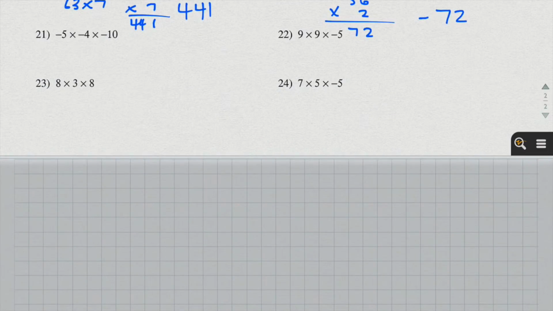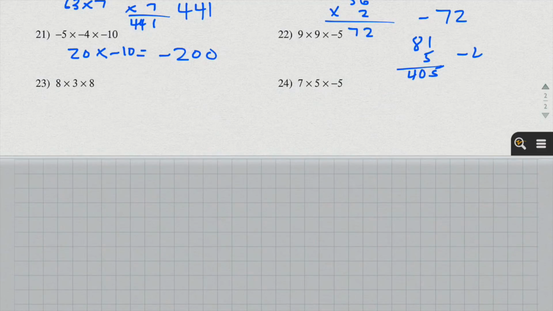Okay, number 21. Negative 5 times negative 4 times negative 10. So negative 5 times negative 4 is positive 20 times a negative 10 gives us negative 200. Number 22. 9 times 9 times negative 5. Well, 9 times 9 is 81. And then if we multiply that by 5, we end up getting 5 times 1 is 5. 5 times 8 is 40. Positive times a negative gives us negative 405.